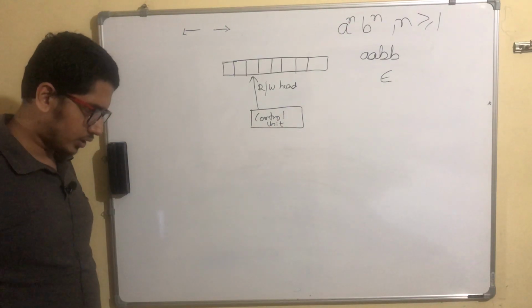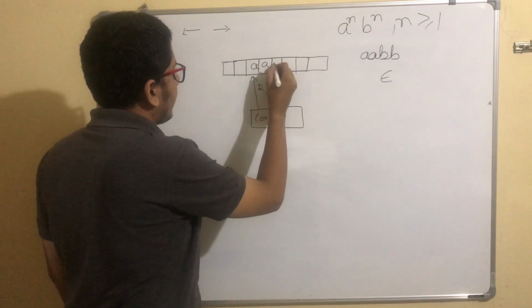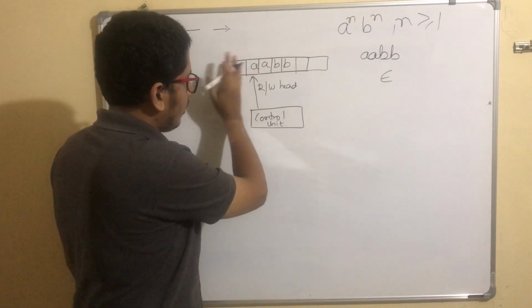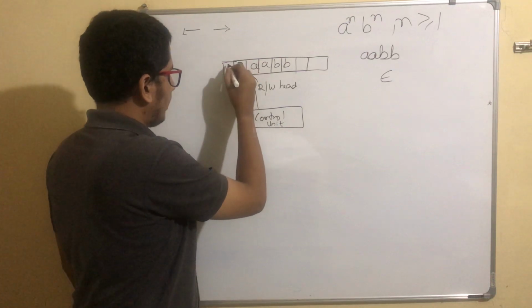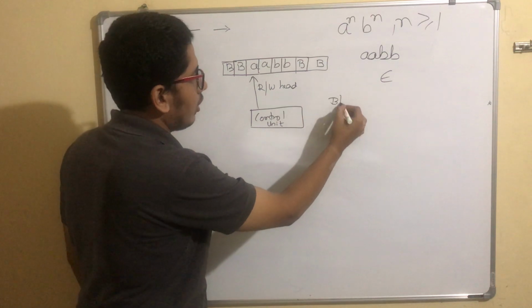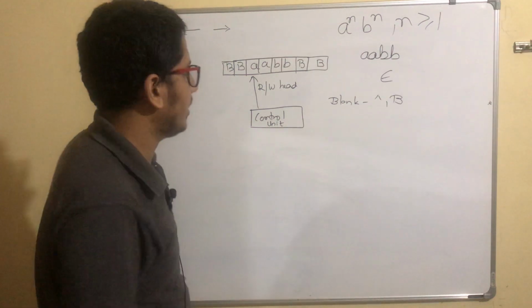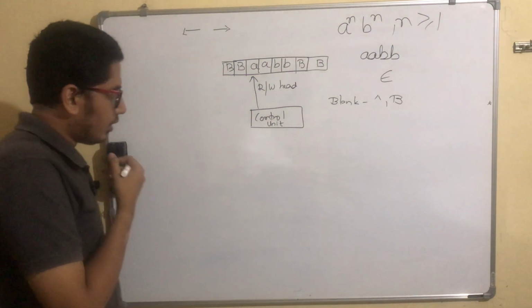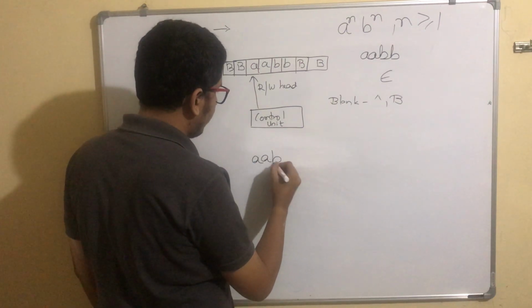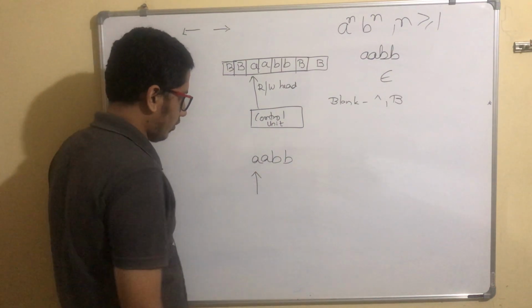Now how the Turing machine works: a b will be present on the tape. This is the input. Everything to the left and right of the input will be blank. In some textbooks blank is also represented as a caret symbol, or it's used as blank b. Initially the read-write head will be pointing to the start of the input, so here it will be pointing.